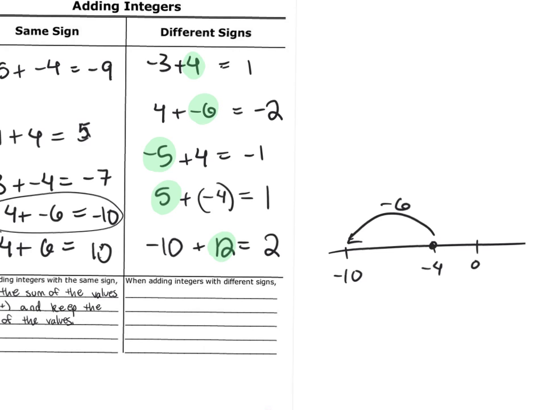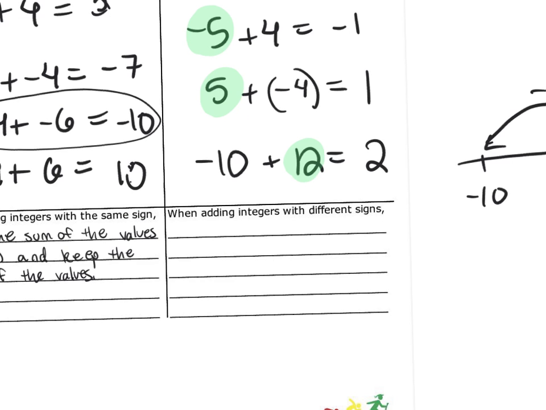So what we're really doing here when we're adding add-ins with different signs is we are really subtracting, right? We're really finding the difference. So the difference of 4 and 3 is 1. The difference of 6 and 4 is 2. The difference of 5 and 4 is 1. And the difference of 12 and 10 is 2. And then we are keeping the sign of the add-in with the larger absolute value. So here we're not finding the sum, we're finding the difference. And then once we've subtracted, we're keeping the sign of the value with the larger absolute value.